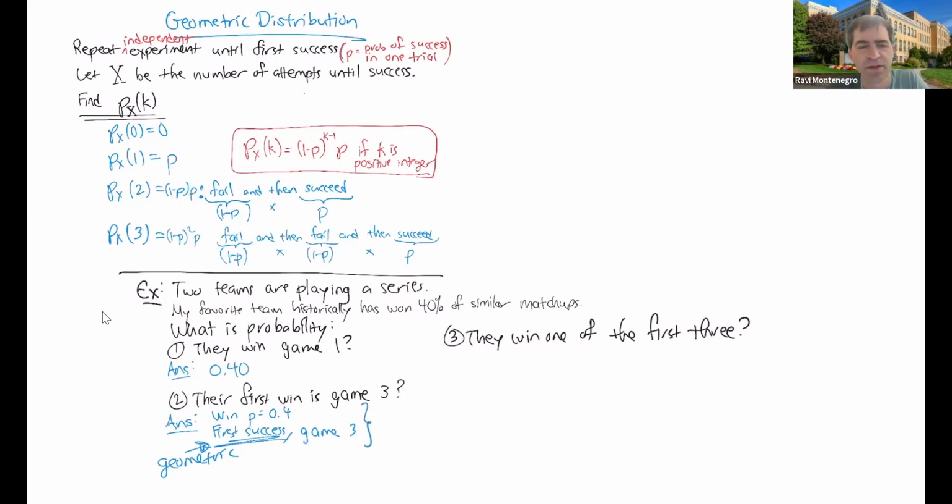And so the geometric answer for first is game 3 would be px of 3. P was 0.40. And this is 0.144.